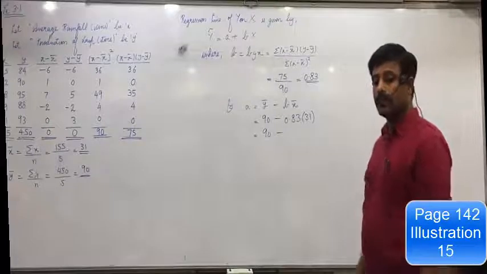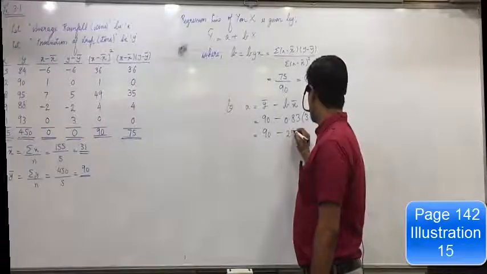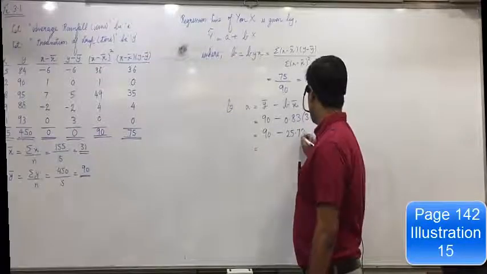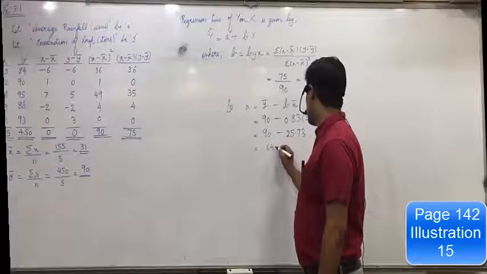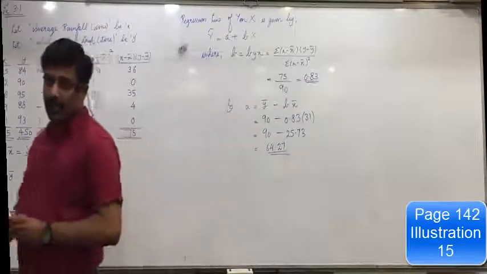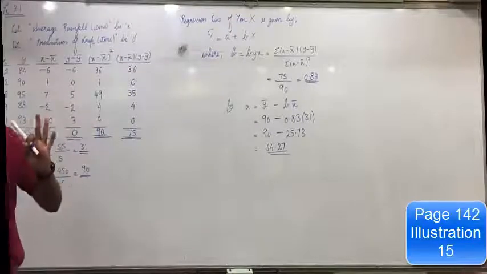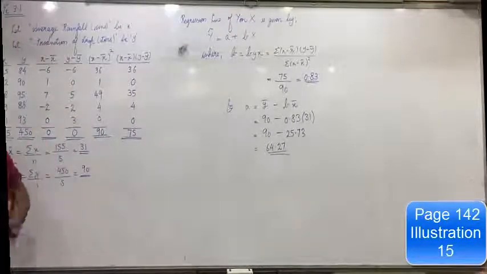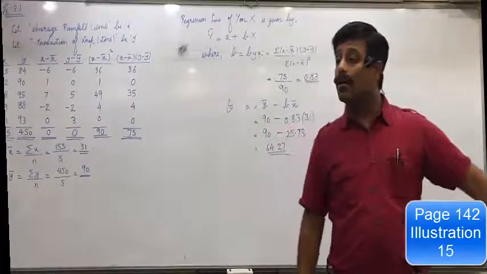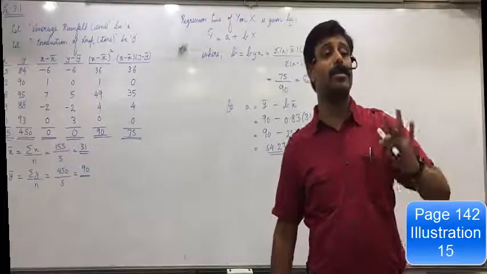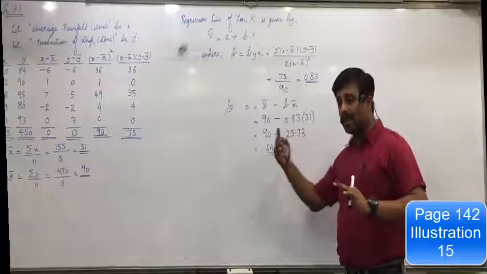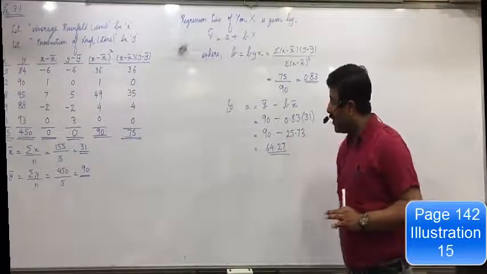90 minus 25.73, so remaining is 64.27. What does this indicate? The autonomous value of y. Autonomous value of y means which does not depend on x. Whether x changes or not, whether it increases or not, the y value 64.27 will always be the same. Is everyone clear with that?